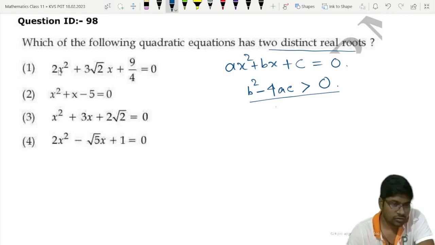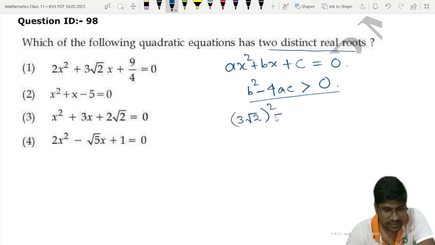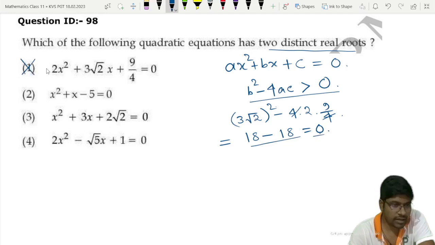So now we have to check for all the options. What is the value of b square minus 4ac? This must be greater than 0, must be positive. So for the first option, what is b square minus 4ac? Here b square means 3 root 2 whole square, minus 4ac, 4 into 2 into 9 by 4. Now what is the value of this? 18 minus 18 is cancelled, that is equal to 0. So the roots will be real and equal, not distinct. So option 1 is not correct, this is wrong.